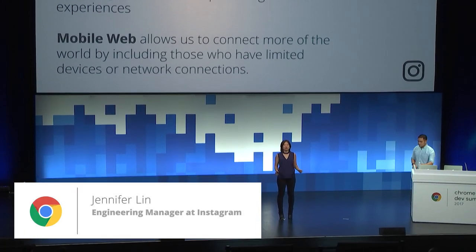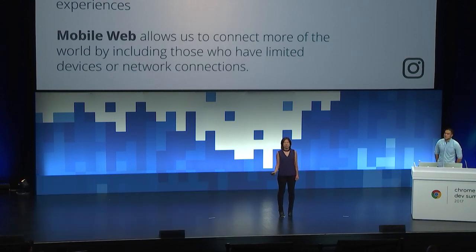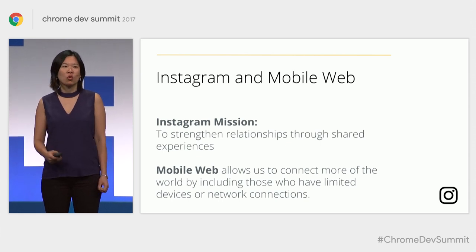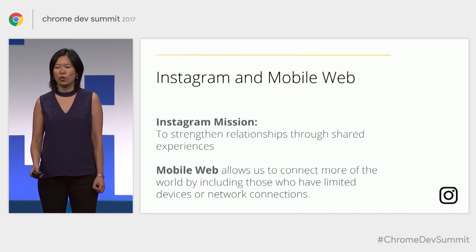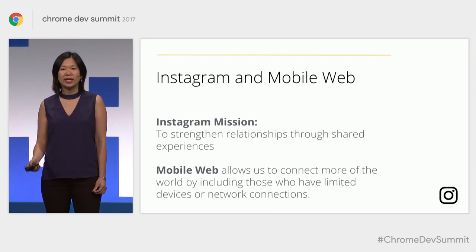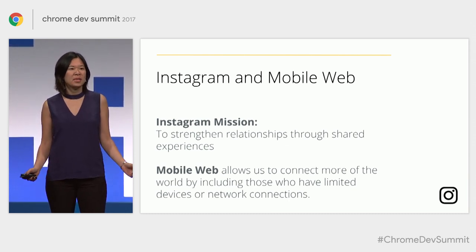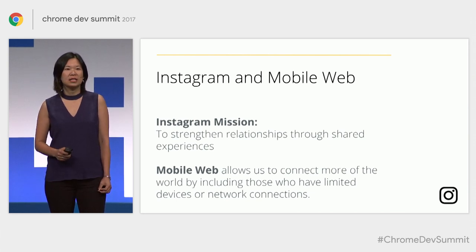Instagram's mission is to strengthen relationships through shared experiences. As we continue to connect more of the world, our biggest opportunities are in emerging markets, countries where more and more people are starting to use the internet through mobile devices. To this end, Instagram is investing in mobile web support, to make it easier for people to use Instagram where devices have limited storage or connections are unreliable. As a media-heavy application, how do we deliver the Instagram experience within the limitations of web? Today, we're going to share some of the best practices.